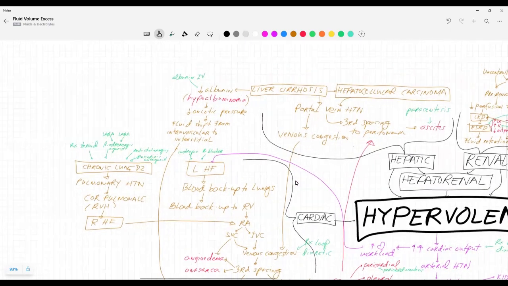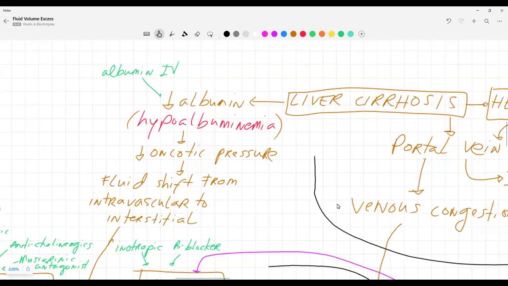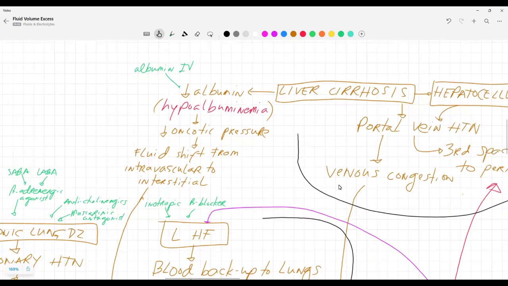If the problem is due to decreased albumin, whether or not there's presence of liver cirrhosis, then of course, we just have to replace the albumin. And then when albumin is replaced, the oncotic pressure will return to normal, and that will prevent the shifting of the blood from the intravascular space to the interstitial space.